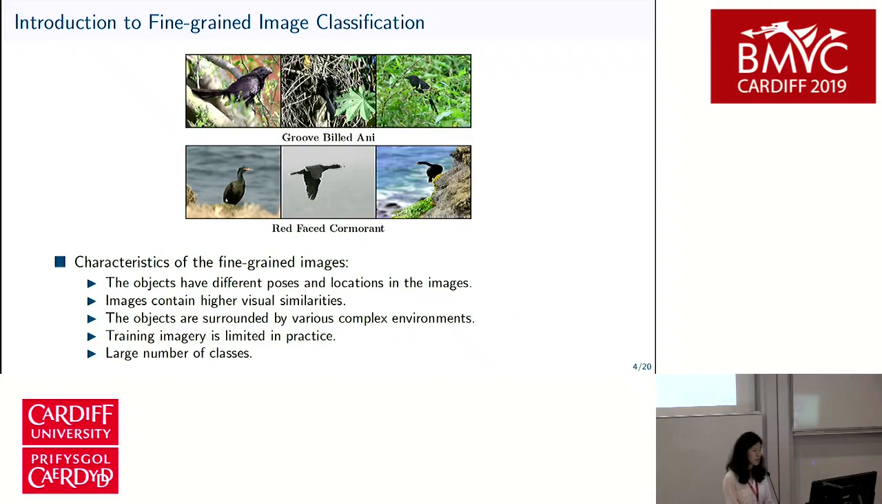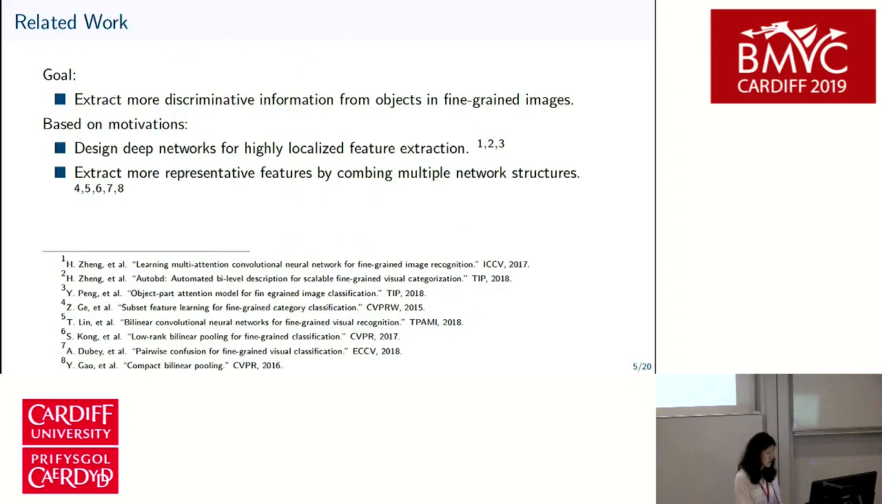First, I will show you some image samples of different birds from different species, where we can find that such birds are always surrounded by very complex environments and have different poses and locations in the images. Except for the body shape and the color of their beaks, they have so many similar attributes around their body. It should also be said that fine-grained image data sets always have a large number of classes, always hundreds of different classes.